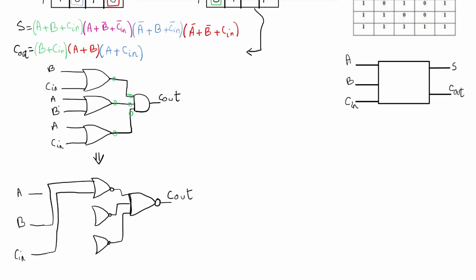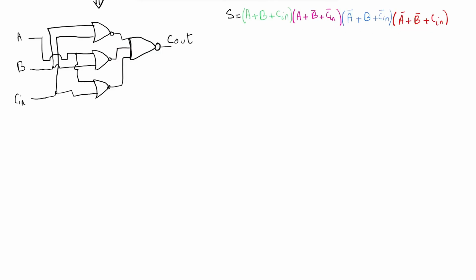For this one we have A and B. So this is A. And this is B. And then for the bottom one we have A and Cn. So this is A, we can take it from here. And this is Cn.